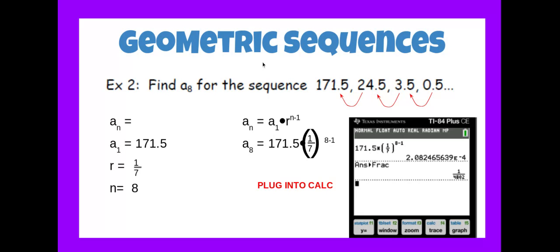Now with this weird looking decimal, you definitely want to see if you could turn it into a fraction, which I was able to do. Therefore, the 8th term of the sequence is going to be 1/4,802. So these are how we're going to find different terms of a geometric sequence. If the term can't be turned into a fraction, just keep it as a decimal, okay? So if you have any problems with this, please email me.